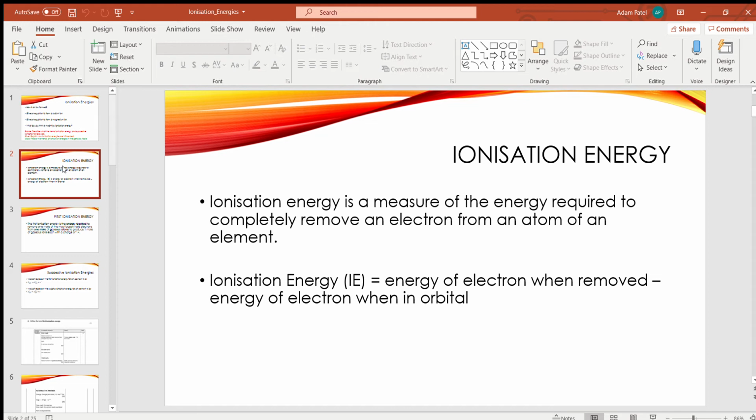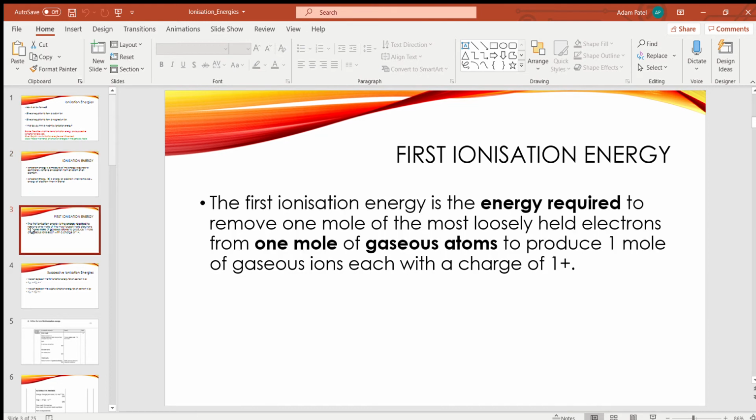So ionization energy is the energy of an electron when removed, take away the energy of an electron when in the orbital. So let's look at our first definition. Our first ionization energy is the energy required to remove 1 mole of the most loosely held electrons from 1 mole of gaseous atoms to produce 1 mole of gaseous ions, each with a charge of +1.